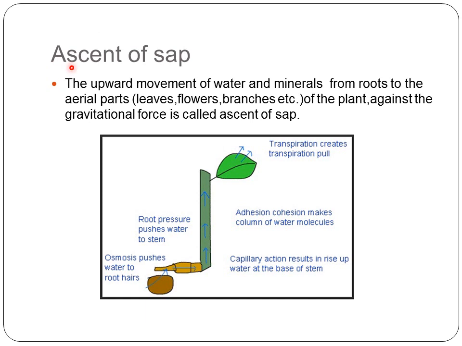Now here first we will discuss the ascent of sap. What is it? It is the upward movement of water and minerals from roots to aerial parts, meaning leaves, flowers and branches etc., of the plant against the gravitational force. Osmosis pushes the water to the root hairs. Then root pressure pushes the water to the stem, and gradually through adhesion and cohesion, the column of water molecules reaches the leaves. This upward movement of water and minerals from the roots to the aerial parts of the plant against the force of gravity is called the ascent of sap.